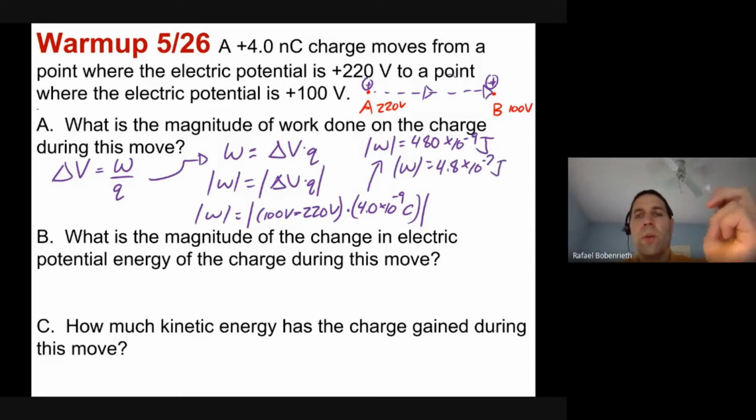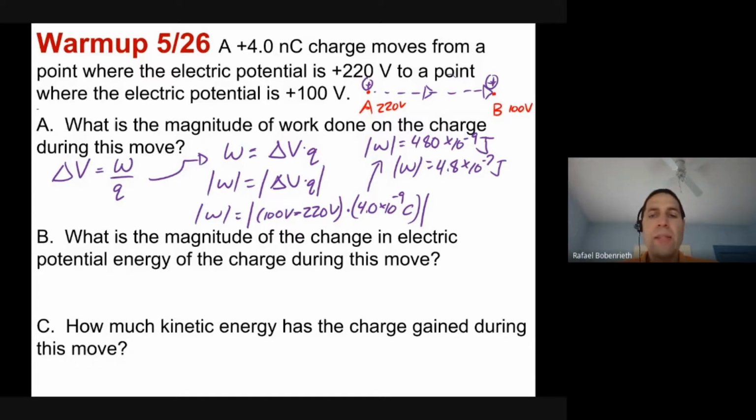In other words, when that charge moves from point A to point B, 4.8 times 10 to the negative 7th joules of work is done. That's the amount of work done on that charge. Okay, so that's part A. Again, as usual, in the chat, please write questions if you have doubts or need clarification.